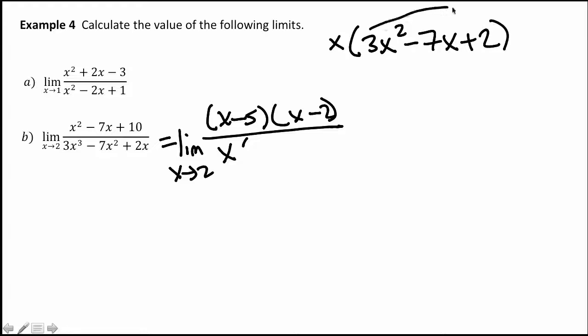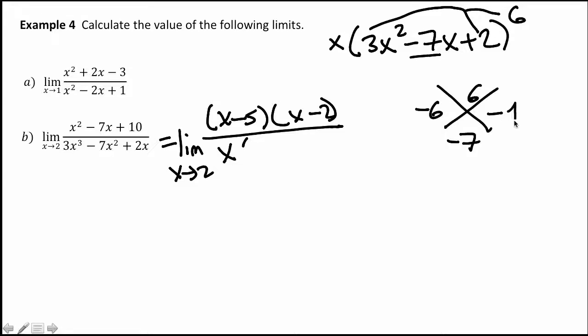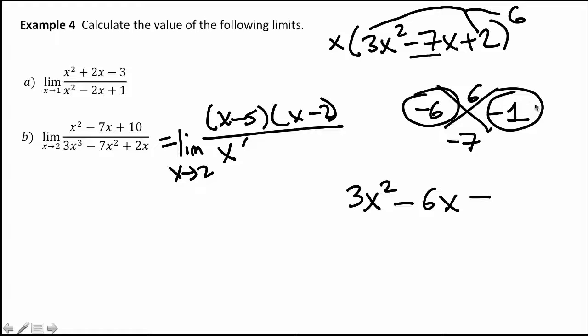Then we can do the AC method or any other method you choose, but I'm going to multiply 3 and 2, which gives me 6. So we're going to do the AC method here. 3 and 2 is 6, and then we're going to do the factors of 6 that add up to negative 7, and those are negative 6 and negative 1. Then we take this polynomial and split the middle term into these two terms. Negative 6x minus 1x, or just minus x, plus 2.